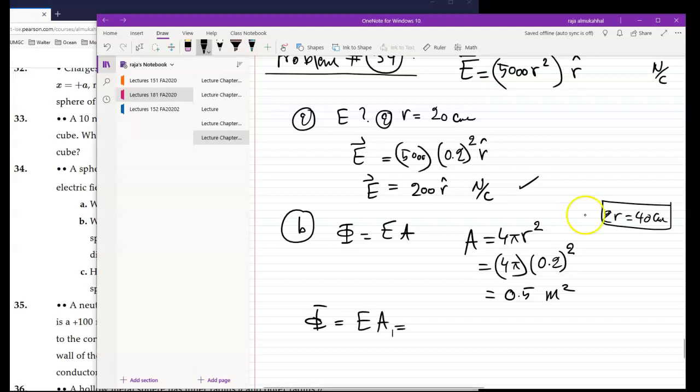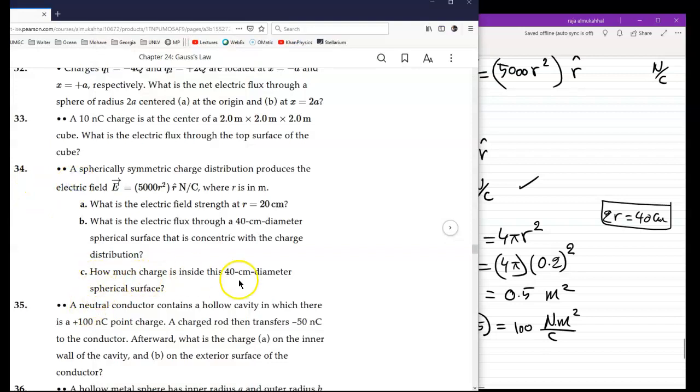I already have E right here, and here's A. It becomes a trivial problem, so it's just going to be 200 multiplied by 0.5, and that will give me 100 newton meter squared per coulomb. Okay? All right, part C, how much charge inside it?